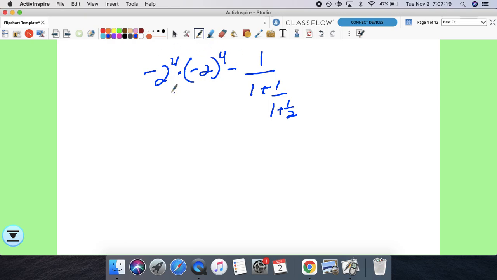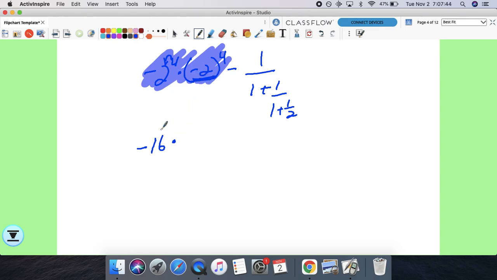Let's do this section over here. Okay, be careful here. It's that minus sign here. It's not being affected by the 4th power there. So it's just 2 to the 4th power. 2, 4, 8, 16. So 2 to the 4th power is 16. That with a minus sign becomes negative 16, times this part here.